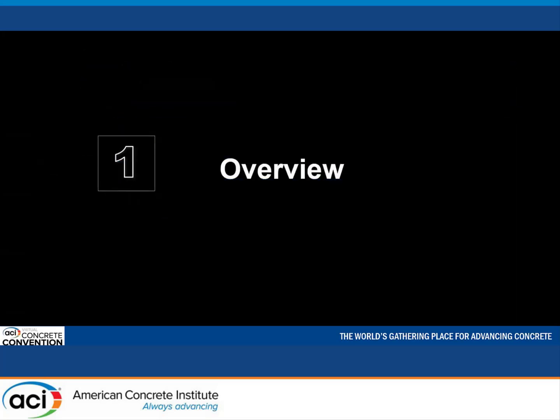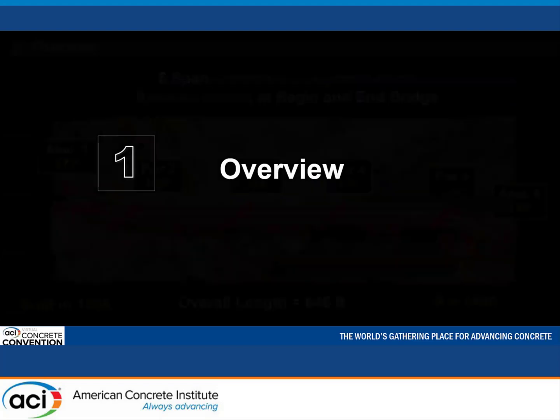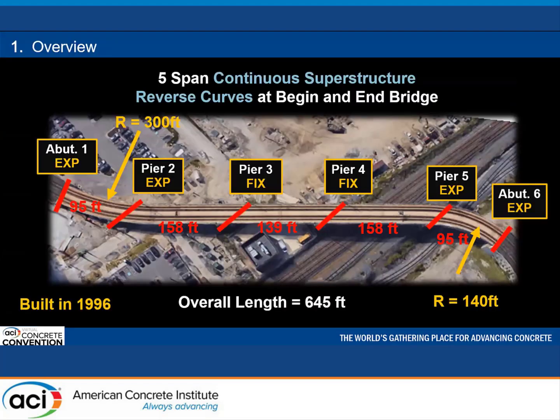Let's begin with a look at the basic characteristics of the bridge. The bridge was built in 1996. It is a 5-span continuous superstructure with an overall length of 645 feet. There are reverse curves on the bridge with a 300-foot radius curve at the beginning and a very tight 140-foot radius curve at the end. There are fixed pot bearings at piers 3 and 4. All other bearings are guided sliding pot bearings. There are 2 bearings per support, and they are placed along a skew represented by the red lines on the image shown here.